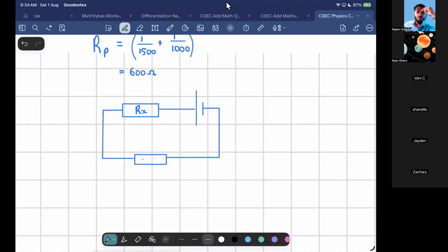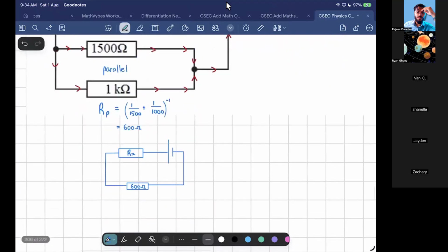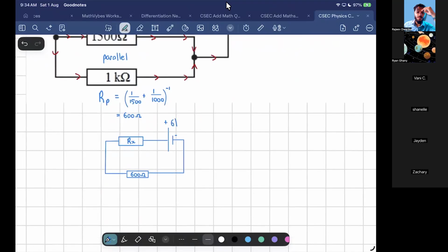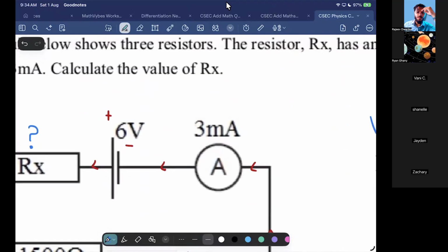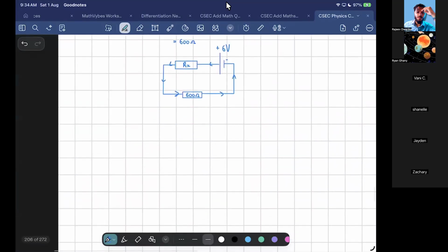Chat, we okay so far? Yes, sir. And we know that the voltage is 6 volts, and the current in the circuit is as follows. Now, again, in the question, they gave us a reading for the current. That 3 milliamps is a reading for what current? Is that like a fraction of the current? The whole current? Total current. Exactly. So do you all understand why we are finding the total resistance?